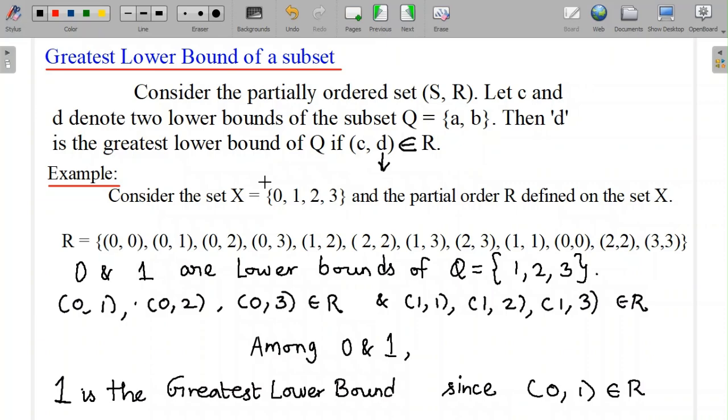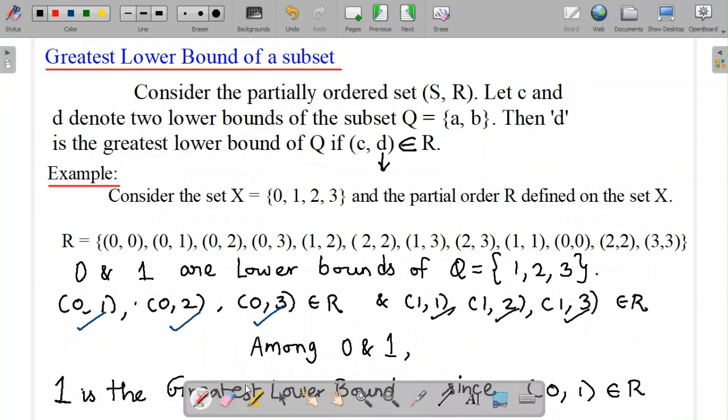To explain this, we'll consider the same set and the relation R. We identify that 0 and 1 are lower bounds of the subset {1, 2, 3} because we have (0, 1), (0, 2), and (0, 3). We see that 0 is on the left. Therefore, 0 is a lower bound of the subset {1, 2, 3}. And again, considering 1, we observe that there is (1, 1), (1, 2), and (1, 3). 1 is on the left. Therefore, 1 is a lower bound of the subset {1, 2, 3}.